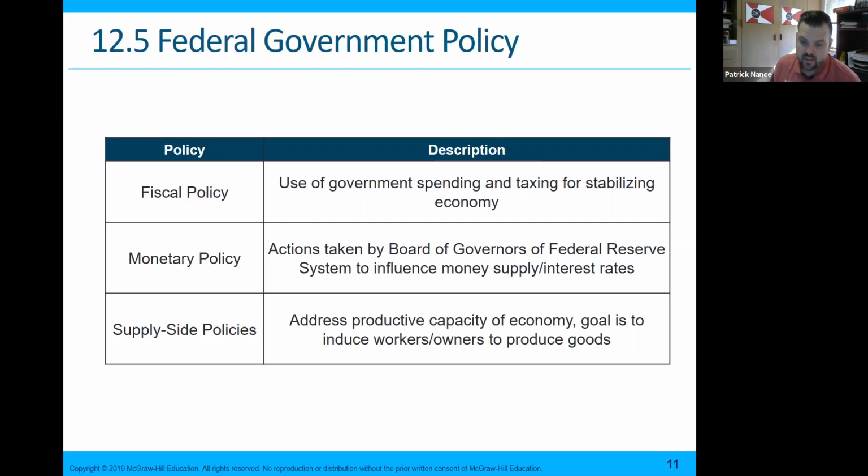Supply side policies direct the productive capacity of the economy. The goal is to induce workers and owners to produce goods. So this again is usually a tax policy, but it can also be subsidies. Subsidies are another supply side policy.